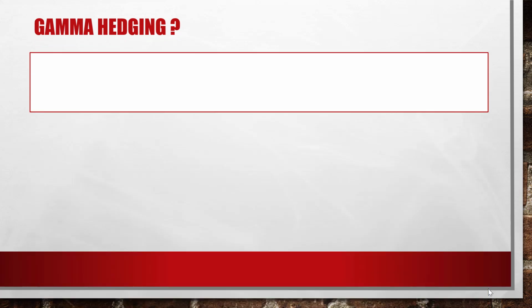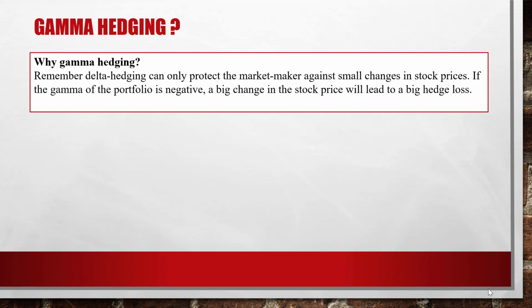Now we talk about gamma hedging. Delta hedging tries to balance delta, making delta 0. However, for some big changes, delta hedging would not be effective. And that's the reason why we have to use gamma hedging. So, why gamma hedging? Remember that delta hedging can only protect the market maker against small changes in stock prices. If the gamma of the portfolio is negative, a big change in the stock price will lead to a big hedge loss. And that's why gamma hedging is a solution to this problem.